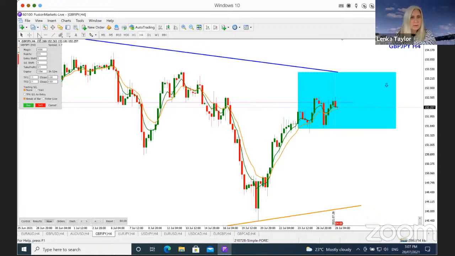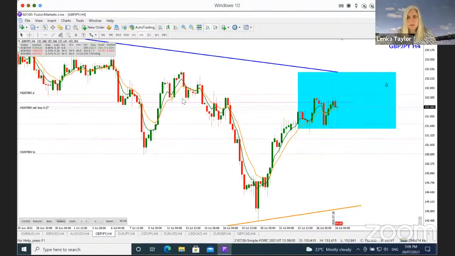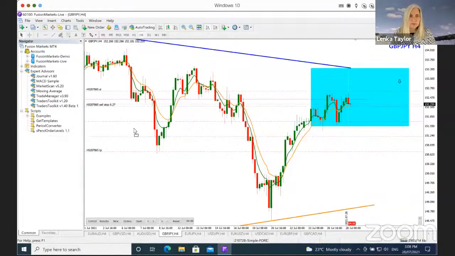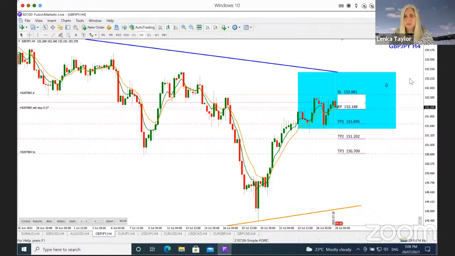Entry 1 pip below. Let's say the stop loss would be, I think that bar just now has been with the highest, 152.613. So that's the highest point there. So I'm going to enter just below the previous bar and the stop loss just above it. Same. Okay, there we go. So that's that one. Let me draw those levels up there using my tool here. Excellent.